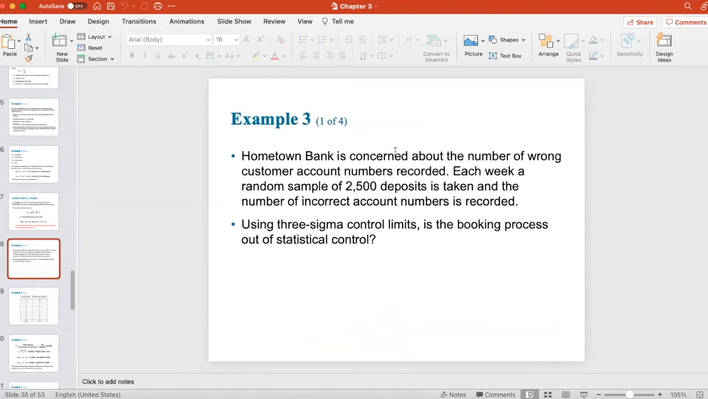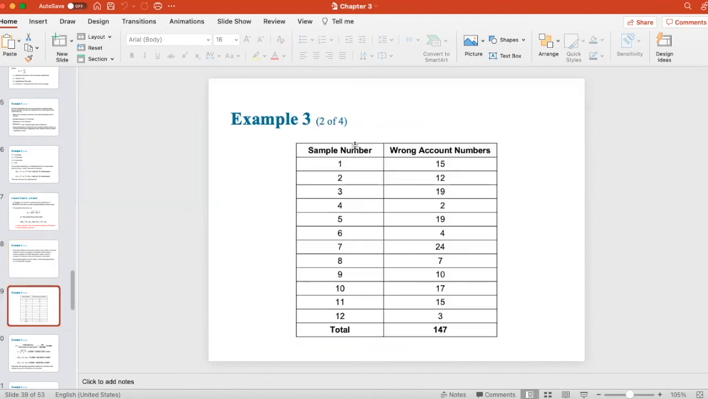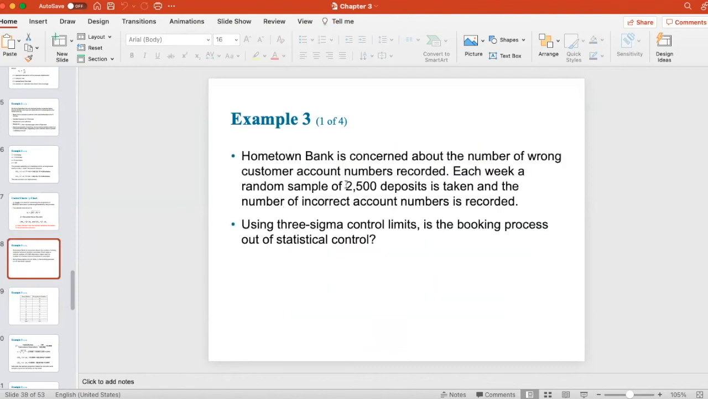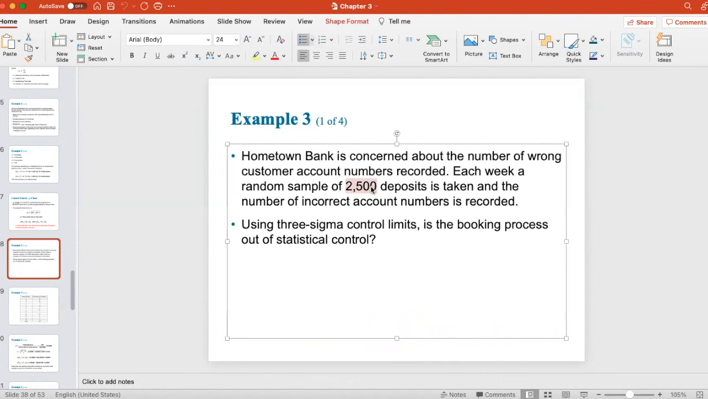I will not go through the context here, so please go through the context. The basic information is provided within the specific example. Of course, within the context, there's one very important thing that you need to know. It tells you that for every sample, the size is 2,500, since every random sample of 2,500 deposits is included. Okay, keep that in mind.